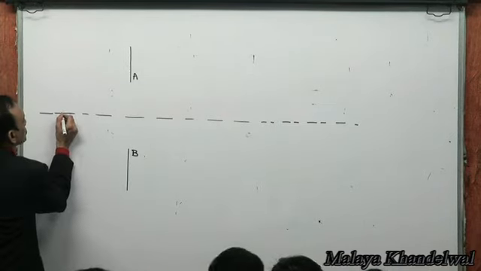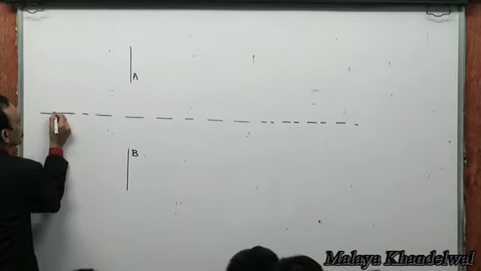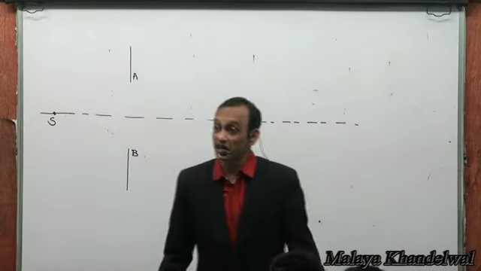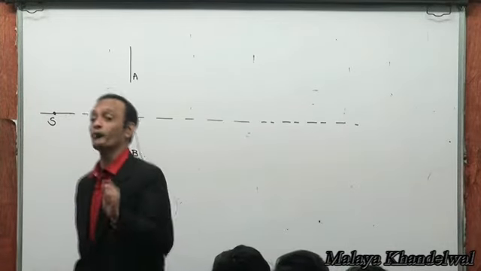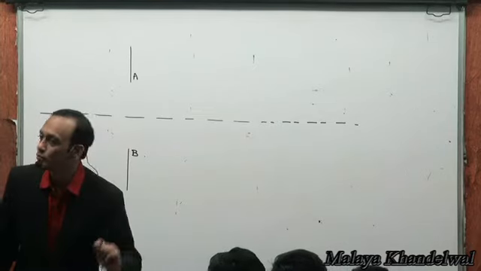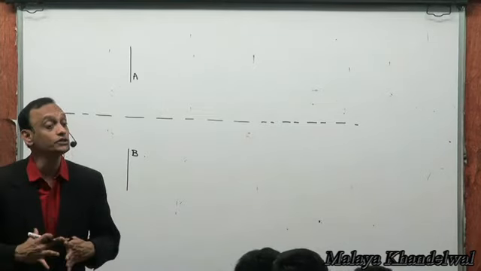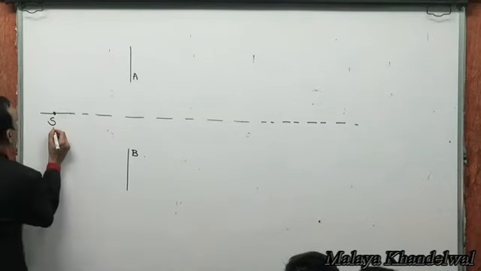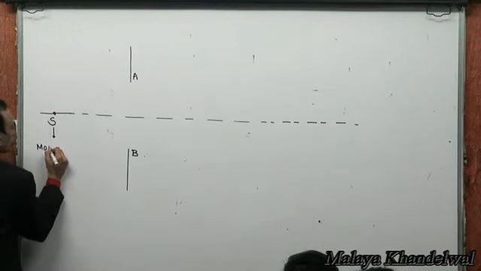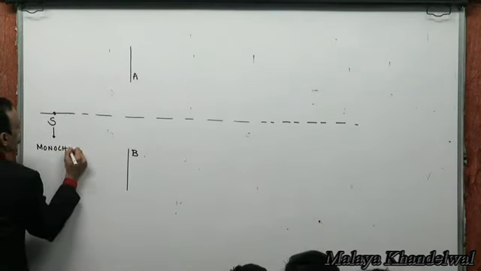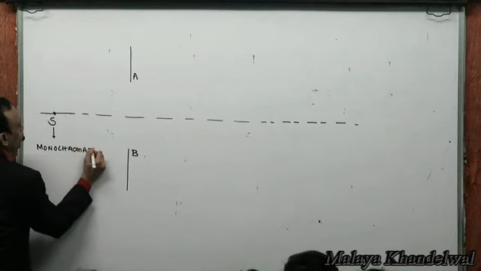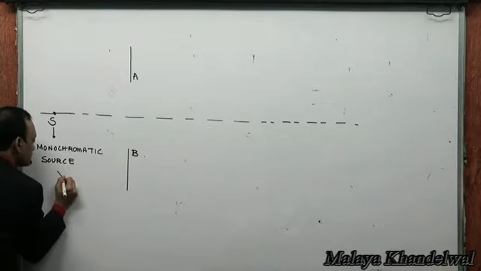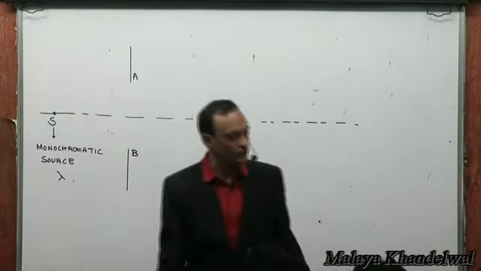What we do is, there is a source of light S. A single source of light S, which is a monochromatic source emanating energy of wavelength lambda. Monochromatic source of wavelength lambda.